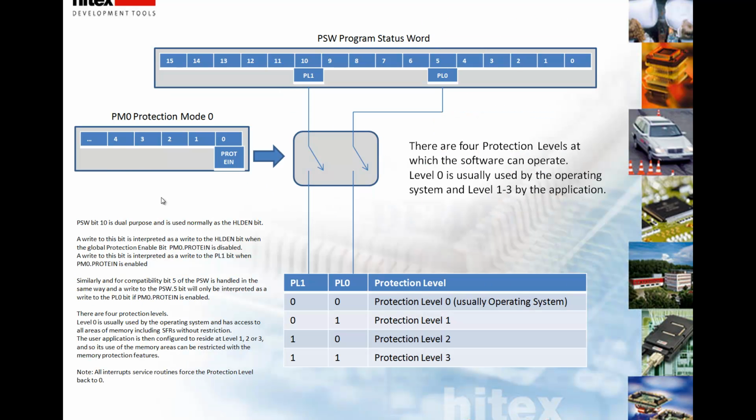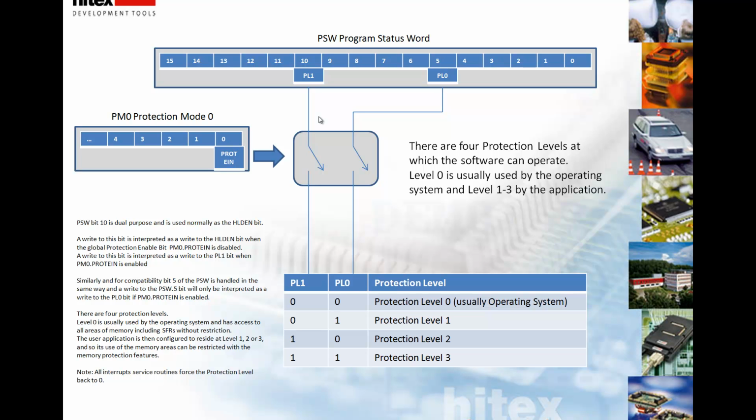The protection level is either going to be level 0, level 1, level 2 or level 3, and this is described within the program status word. Bit 5 and bit 10 are used to describe what the current protection level actually is. Bit 10 is actually a shared bit. It's also used within the system to describe the HLDEN bit, the hold enable bit.